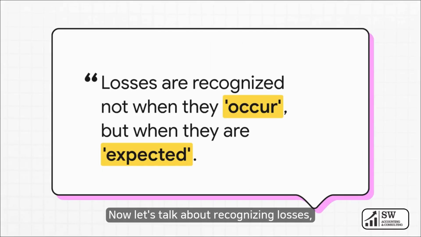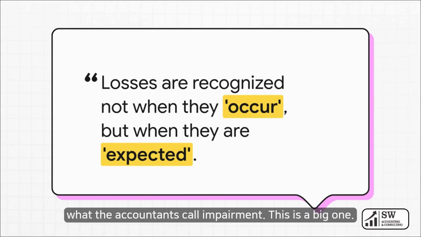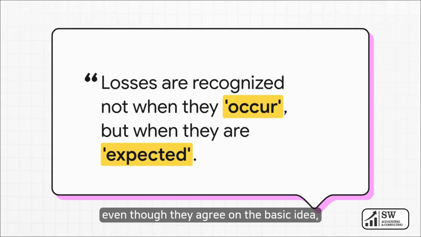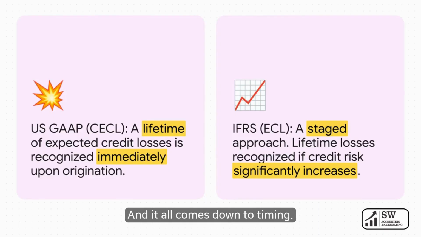Now let's talk about recognizing losses, what the accountants call impairment. This is a big one. Both systems have actually moved to a much more forward-looking model. It used to be you'd wait until a loss actually happened. Now the idea is to recognize losses you expect to happen. It's a huge shift towards being more proactive. But, and you saw this coming, even though they agree on the basic idea, how they put it into practice is worlds apart. And it all comes down to timing.